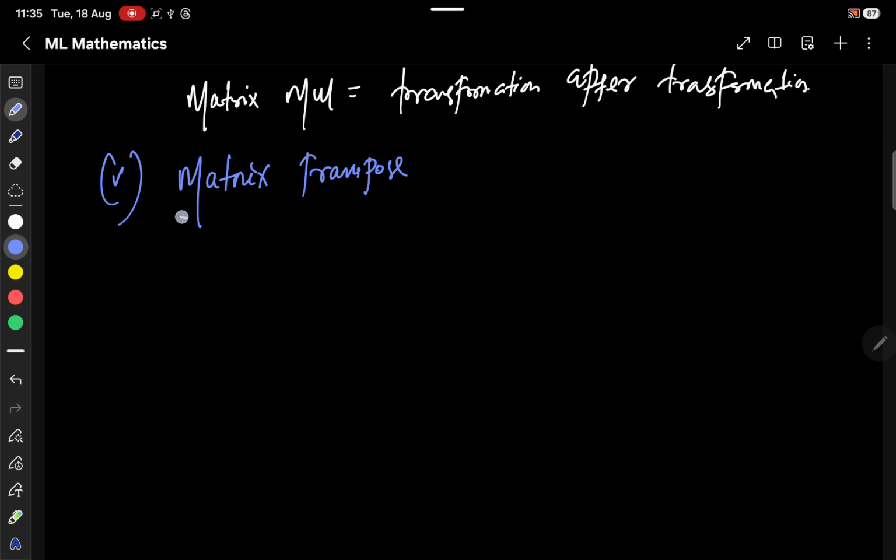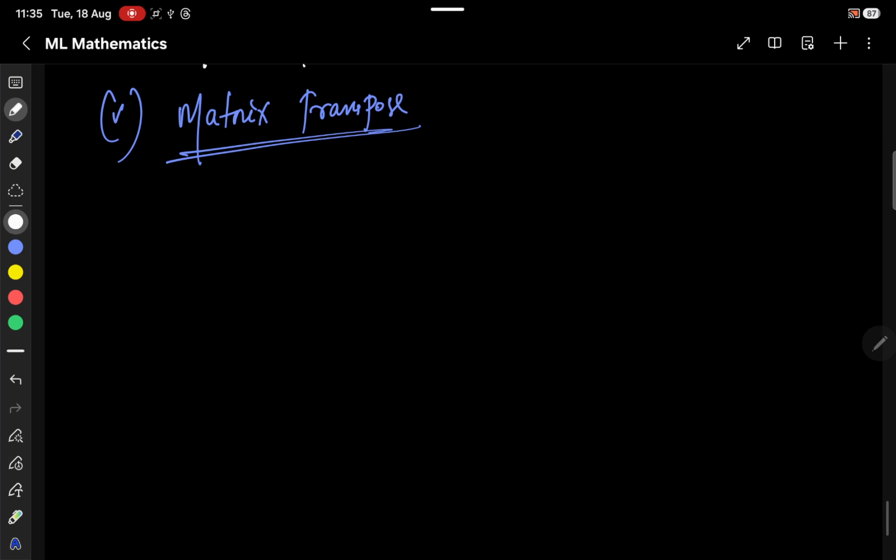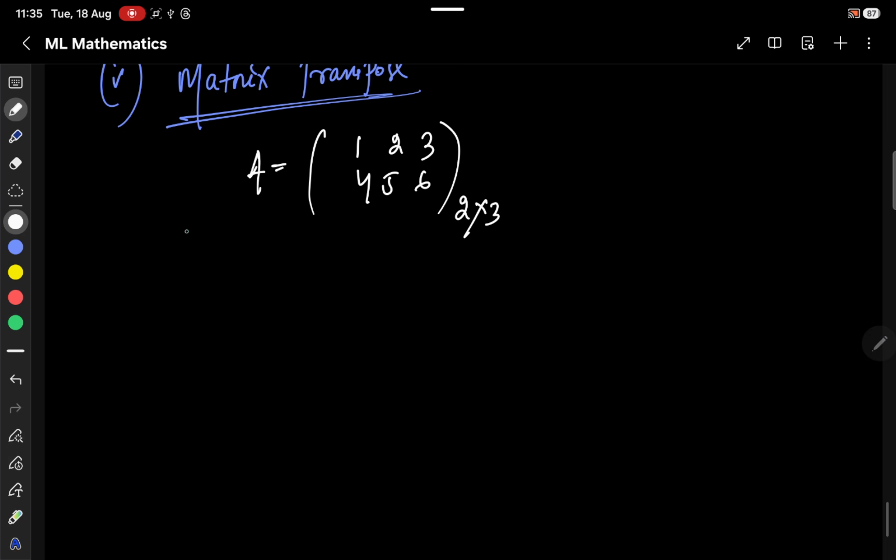If you know matrix transpose properly, it is very fun. What matrix transpose is: if I have a matrix like this, 1 2 3, 4 5 6, which is a 2 cross 3 matrix, what A transpose does is convert your rows to columns, or columns to rows. Again, I'm saying rows to columns or columns to rows.